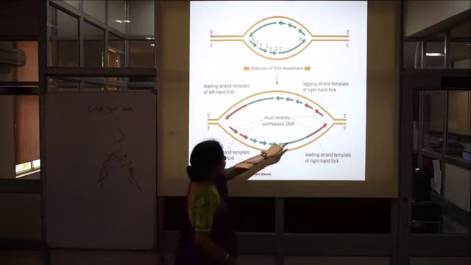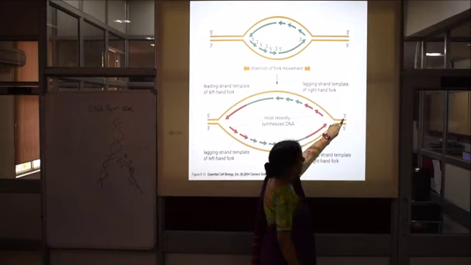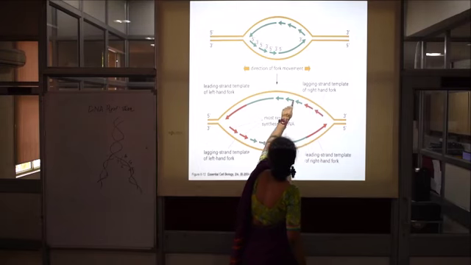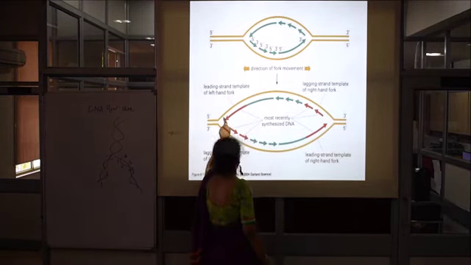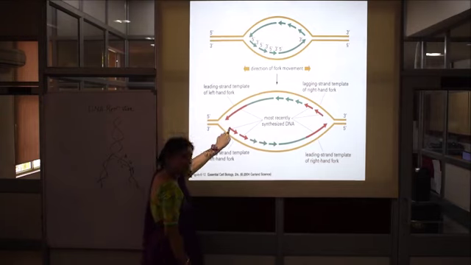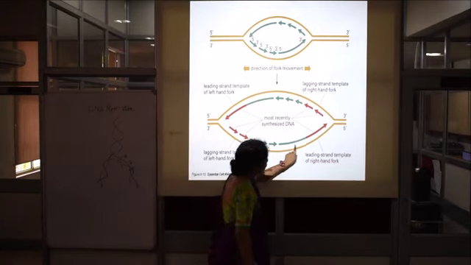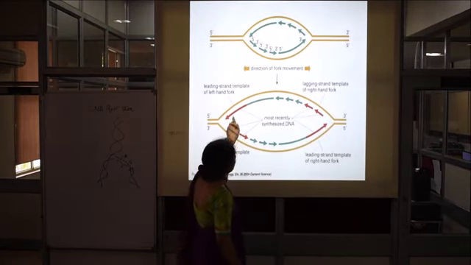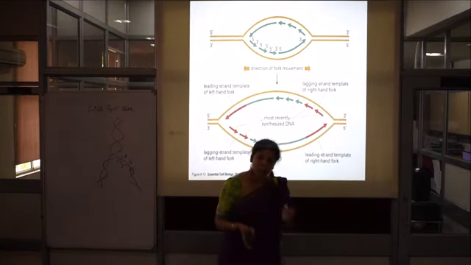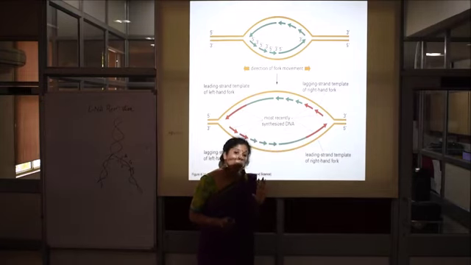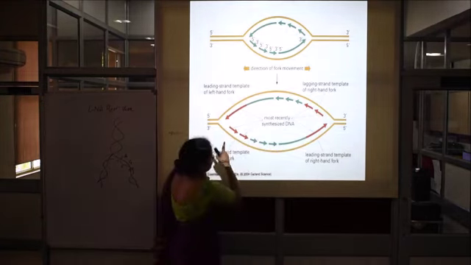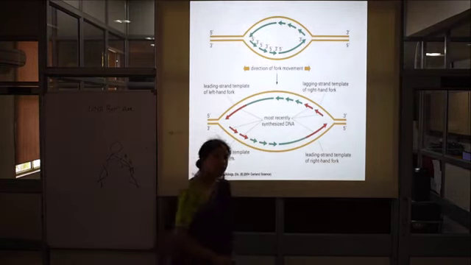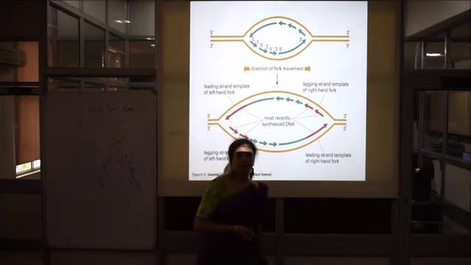Now, you can see that if this is 3', the daughter strand is going to be 5'. The DNA replication is going in this direction, that is 5' to 3'. If this is 3', the daughter strand will be 5'. So DNA replication will go in 5' to 3'. So the direction of the fork movement is exactly opposite, but the directionality is 5' to 3', so that the DNA polymerase can add the nucleotides at the 3' end of the daughter strand.